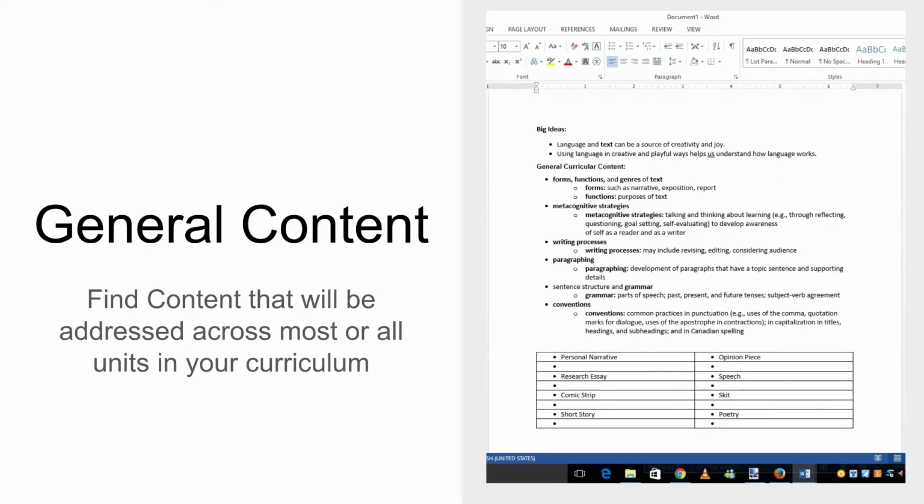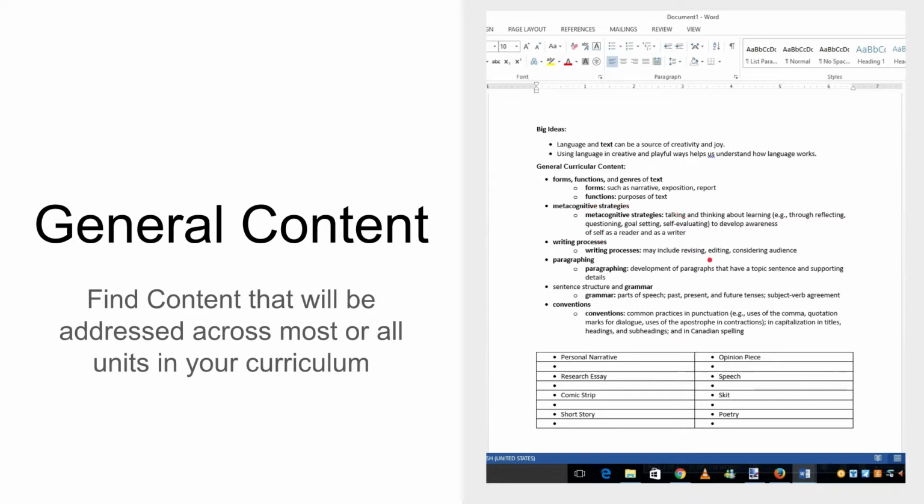Next, from the BC curriculum, I copied and pasted general content that I thought that my writing curriculum would address across most of the units. For example, there are different forms of text that we would be writing. That would be an idea or a theme that would go across the entire writing curriculum. Reflecting and thinking about learning, self-evaluating would be something that I would be doing in every single unit.